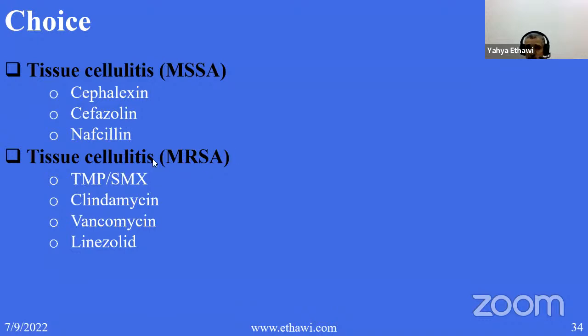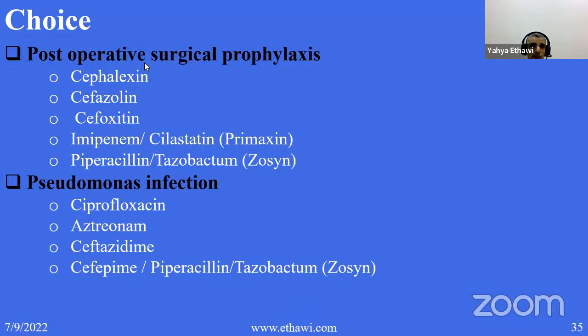Soft tissue cellulitis, MRSA, we use trimethoprim, clindamycin, vancomycin, and linezolid. These are very important for soft tissue. These are for blood. This linezolid also for blood. Very expensive medication. So I think one course in our hospital costs $2,000. So very expensive antibiotics, and most of the insurance companies will not accept.